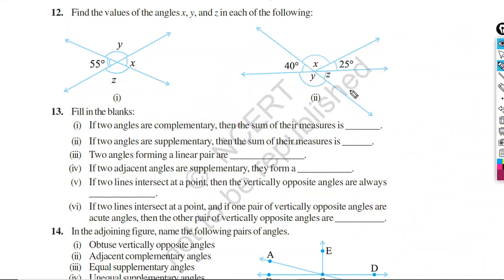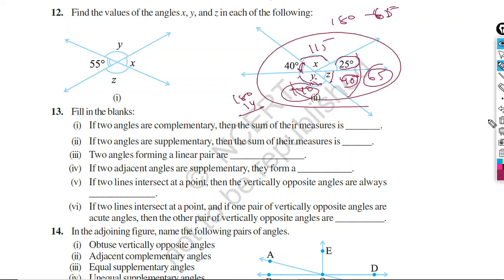I am repeating it for you. You can see 40 degrees, z will be 40, vertically opposite one. Then this is 40, this is your 25, so the sum of this will be 65. Now this angle is 65, and x and 65 are a linear pair, therefore x will be equal to 180 minus 65, which is equal to 115. Similarly 40 and y, these two are a linear pair, therefore y will be equal to 180 minus 40, equal to 140 degrees. In this way we can find it.